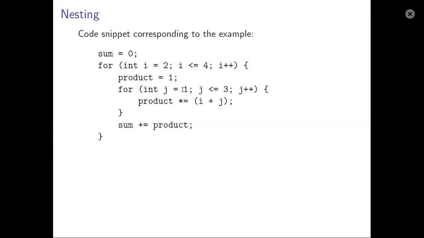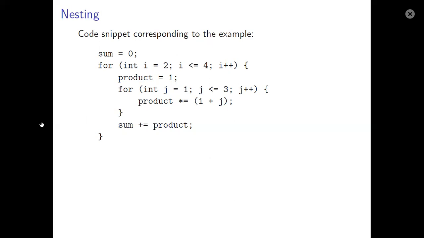But anyways, we go for j equals 1. So here we're doing the product. We start from j equals 1, and we're going to go through 3. Product times equals i plus j. In other words, do i plus j times the previous product. And then once you're done with the inner loop, take that result from the inner loop and add it to the sum. The outer loop is saying, okay, whatever you do in the inner loop, add it to me.